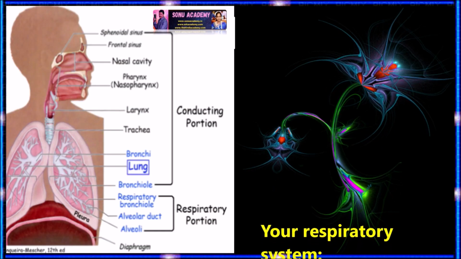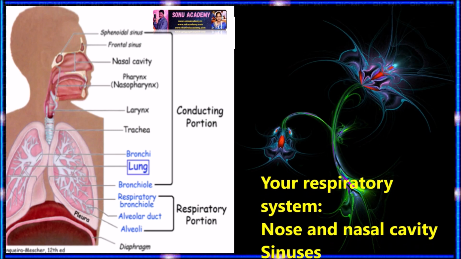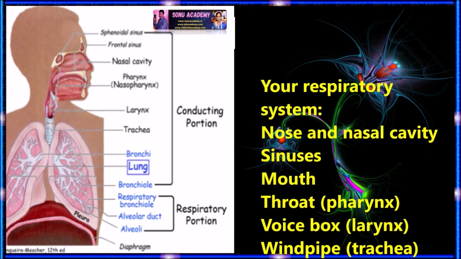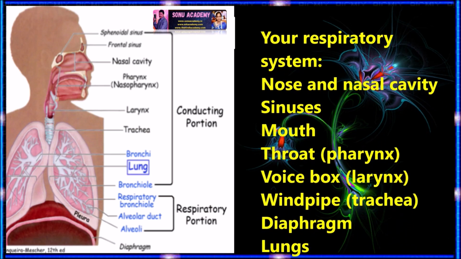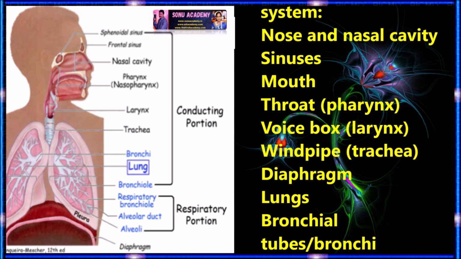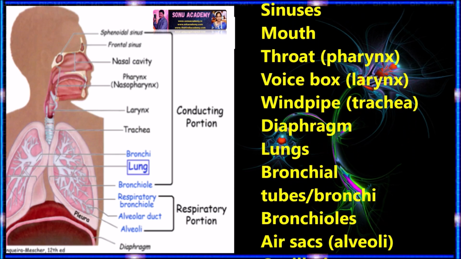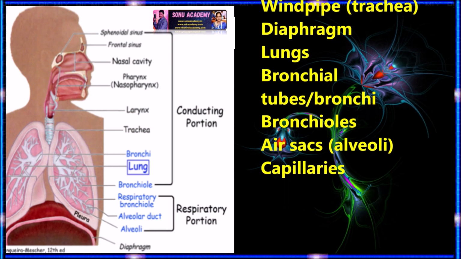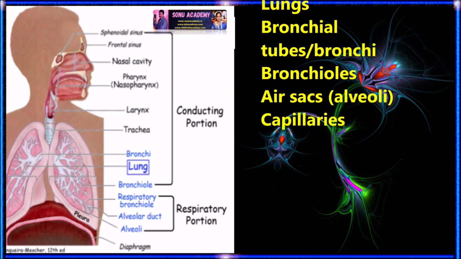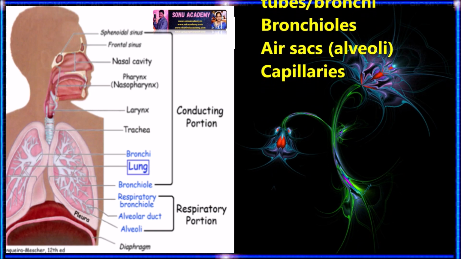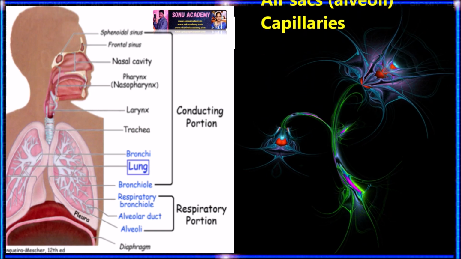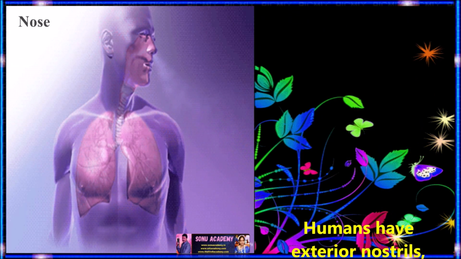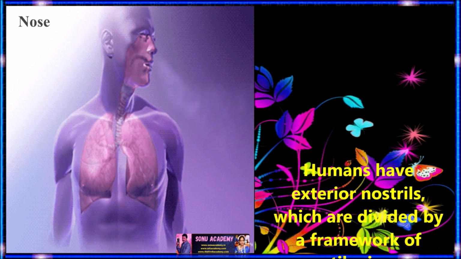Children, let us see the parts of the human respiratory system. Our respiratory system consists of the following parts: nose and nasal cavity, sinus, mouth, throat, pharynx, voice box which is also called the larynx, windpipe which is also called the trachea, diaphragm, lungs, bronchial tubes, bronchi, bronchioles, air sacs meaning alveoli, and capillaries. Now let us discuss each and every part of the human respiratory system.